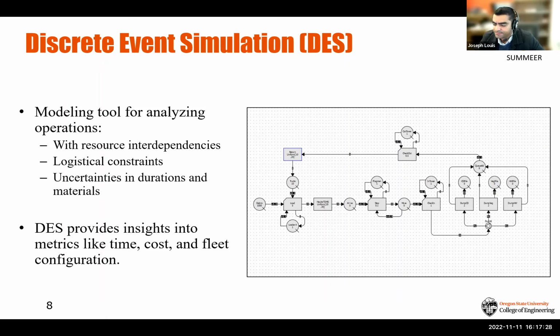We'll walk through those. And the outputs that you get are typically insights into metrics like your time and cost of operations, what fleet configuration you might have based on what operation characteristics you have, and what some of the other bottlenecks are that might arise in the entire workflow that you've defined for your operation.